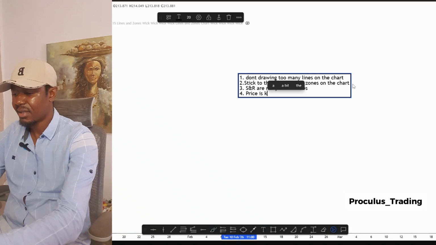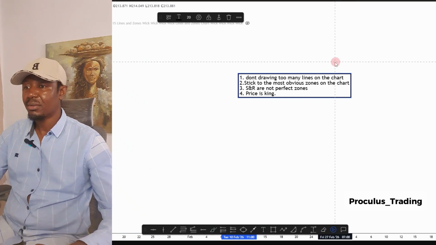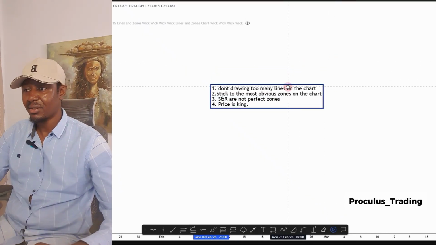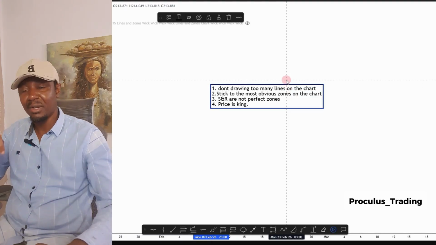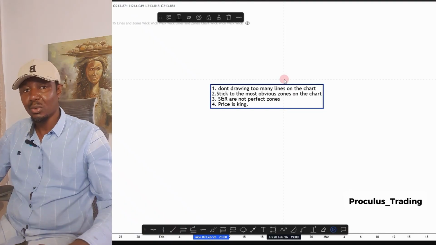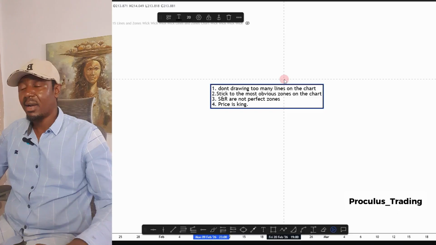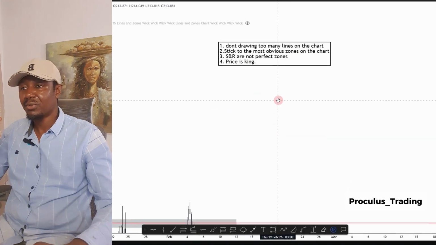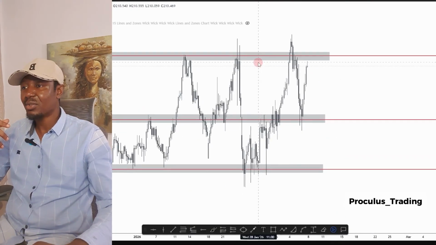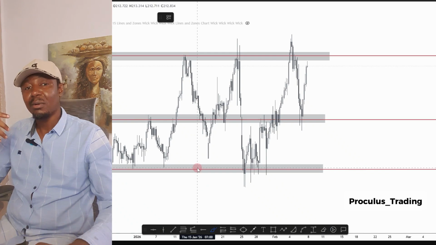Number four, price is king. Price is king, meaning that no matter your opinion, no matter how fantastic you've drawn your lines on the charts, price will be the one to confirm if what you've drawn is actually going to hold, whether it is support or resistance. So what we want to do is that when price gets to all these zones, we just don't trade them off. We wait for what we call confirmation.